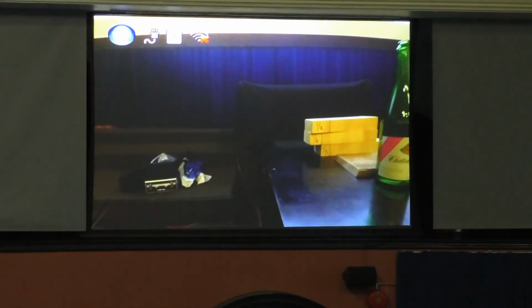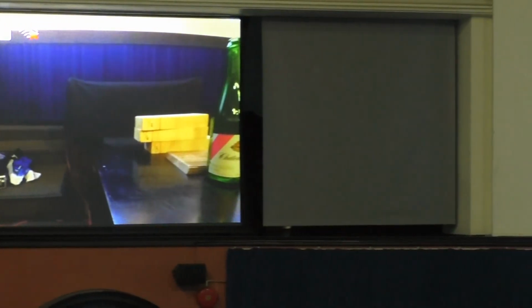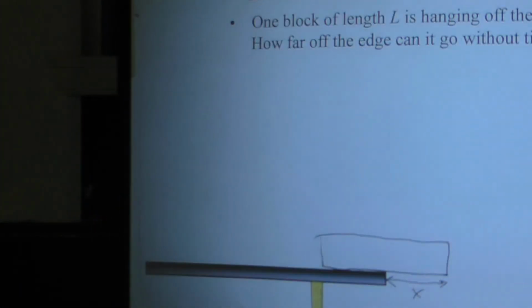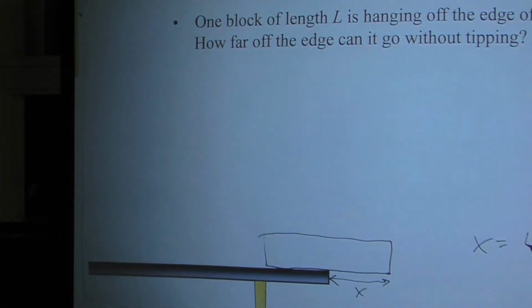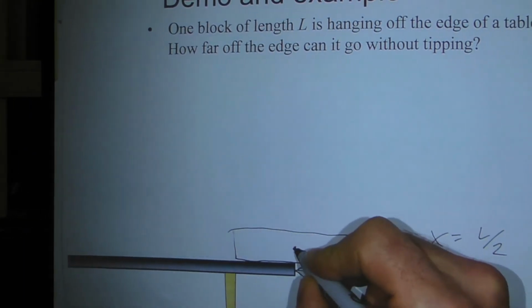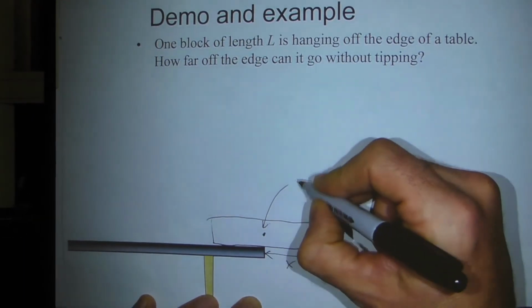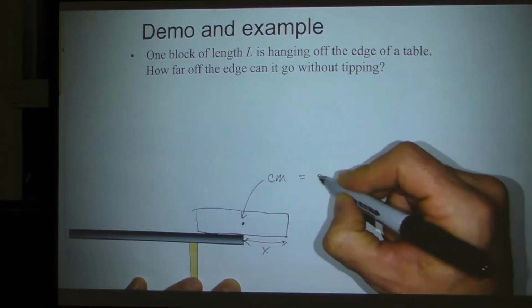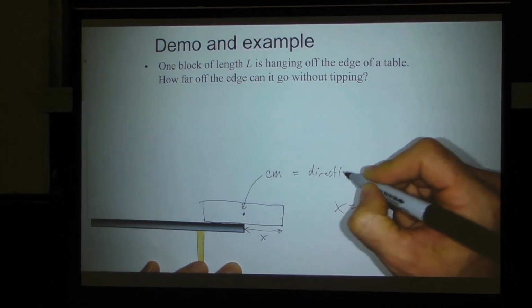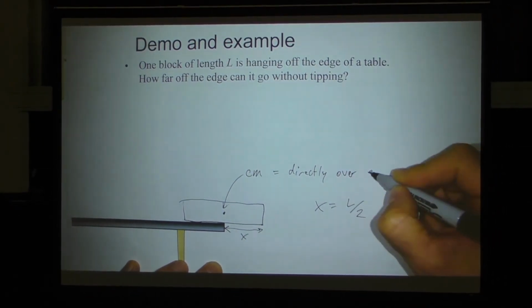It's like this. And I think the way I would put it here is if you define this to be x, then you'd say x equals L over 2, because the center of mass, Cm, is directly over the edge of the table.